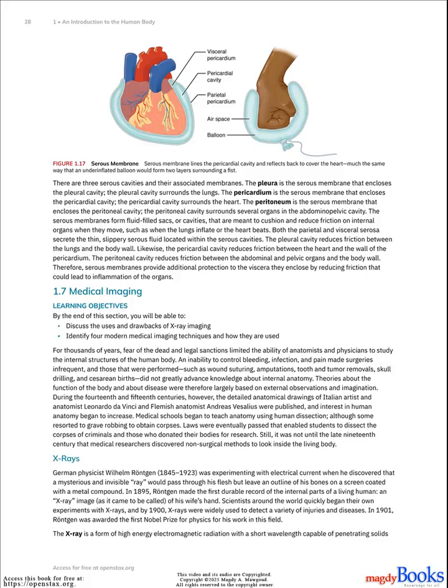The serous membranes form fluid-filled sacs, or cavities, that are meant to cushion and reduce friction on internal organs when they move, such as when the lungs inflate or the heart beats. Both the parietal and visceral serosa secrete the thin, slippery serous fluid located within the serous cavities. The pleural cavity reduces friction between the lungs and the body wall. Likewise, the pericardial cavity reduces friction between the heart and the wall of the pericardium. The peritoneal cavity reduces friction between the abdominal and pelvic organs and the body wall. Therefore, serous membranes provide additional protection to the viscera they enclose by reducing friction that could lead to inflammation of the organs.